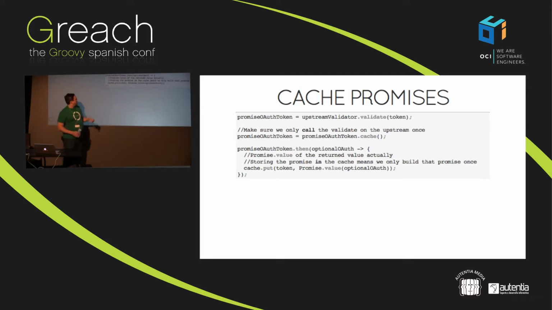The other thing to be careful of is you'll notice that the promise OAuth token.cache is called. That's something that basically when you do promises in Ratpack, if you call a promise .then twice, it'll actually execute the promise twice unless you call cache first. So you want to only execute it once, call cache, and then do a then, and then what's happening after this is we're also returning the promise. So we have two things that are going to happen at once.